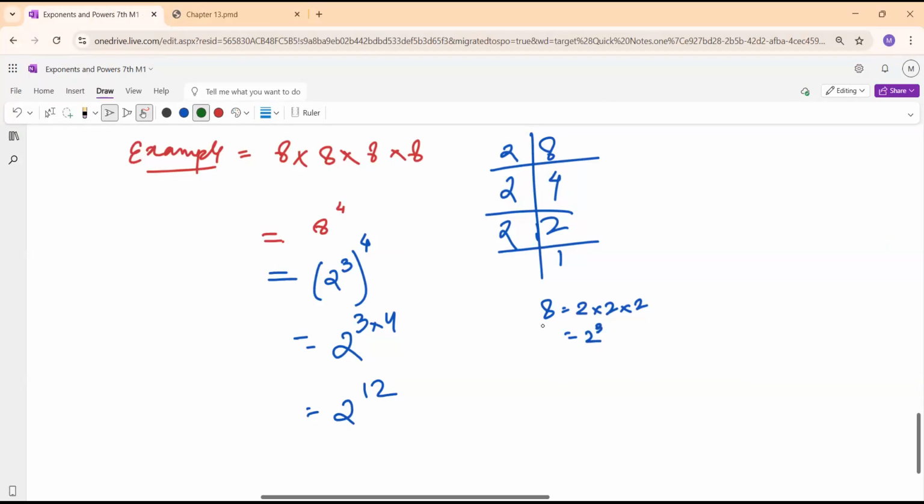By prime factorizing 8. After prime factorizing 8, 8 is coming 2 into 2 into 2, which I can write as 2 raised to the power 3. So instead of 8, I wrote 2 raised to the power 3 whole raised to the power 4. Now this is a law, third law, in which when there is a power on a power, we multiply the power. So this is 2 raised to the power 3 into 4, and that is 12. So 2 raised to the power 12. Got it, Salman and Abdul Rahman? Yes, sir. Write this down.